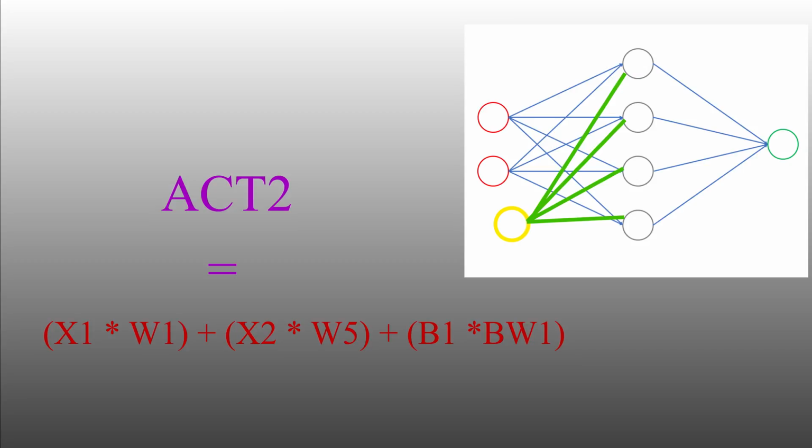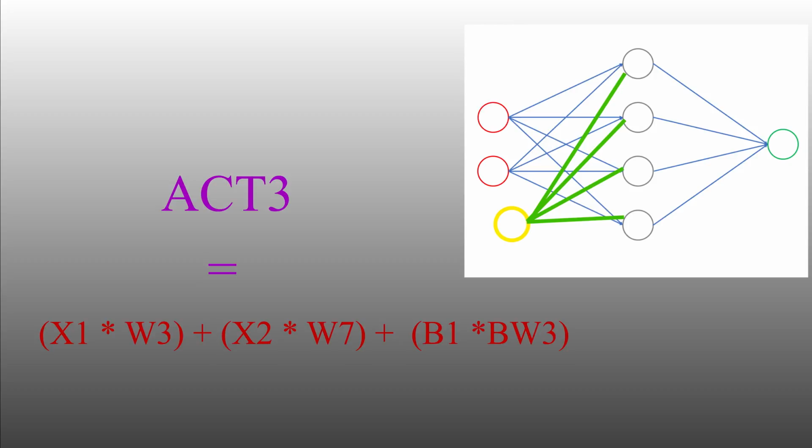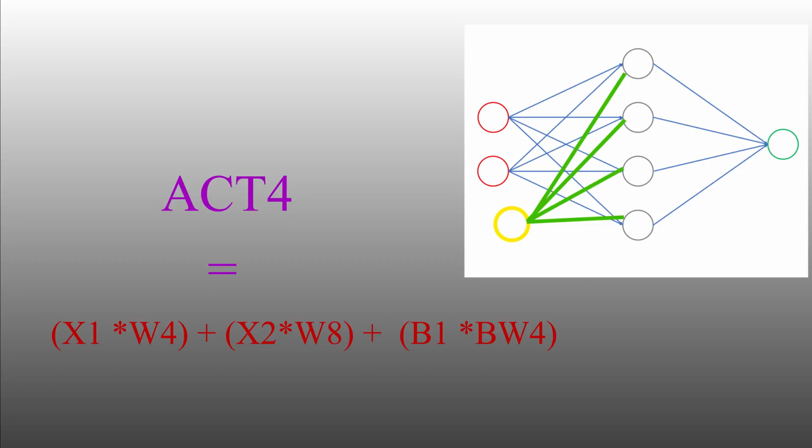Similarly, we can define Act 2 as Act 2 equals x1 times w2 plus x2 times w6 plus b1 times bw2. You guessed it, the equation for Act 3 is Act 3 equals x1 times w3 plus x2 times w7 plus b1 times bw3. Finally, the equation for Act 4 is Act 4 equals x1 times w4 plus x2 times w8 plus b1 times bw4.